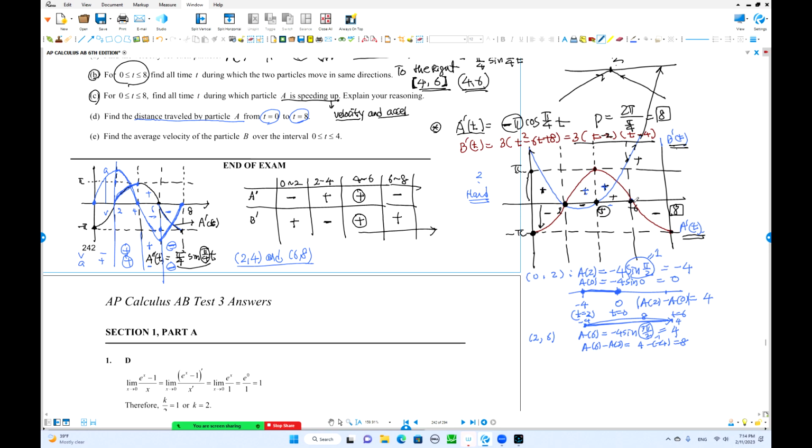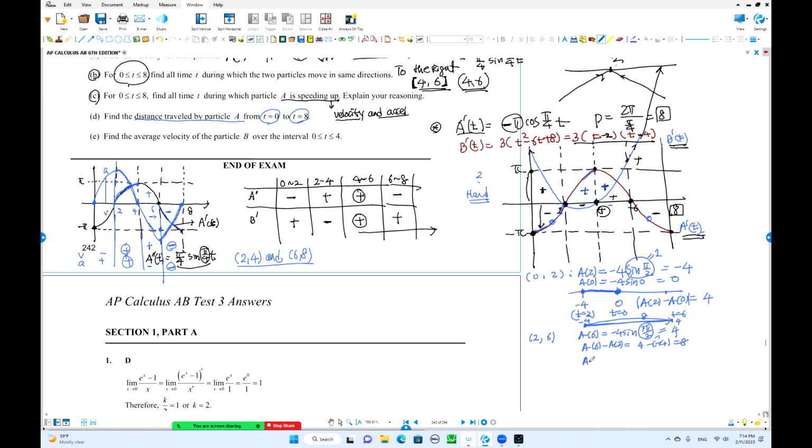Now 6 to 8, move to the left again. But this is the same graph, right? If you understand this one, because it's all the same graph, this is 4, this is also 4, it's exactly symmetric. Are you okay with this?